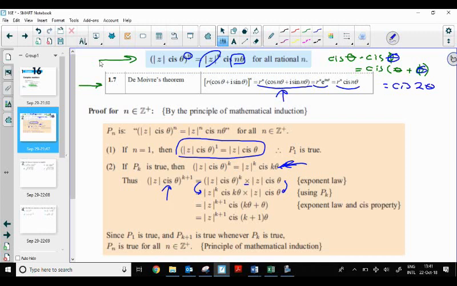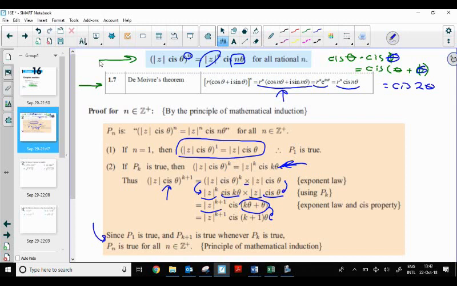Then, knowing the simple statement from previous videos, we know that we can take these two, multiply them together, and we're just going to add their arguments. And on the outside, we'll take mod z to the k times mod z, so that'll just be mod z to the k plus 1. And then finally here, we're just going to factor out the theta, and we'll get cis of k plus 1 times theta.